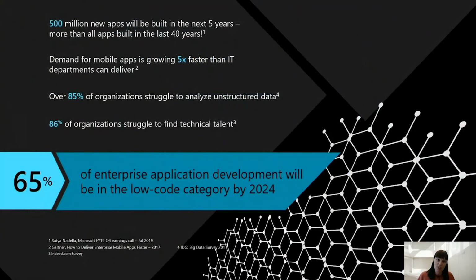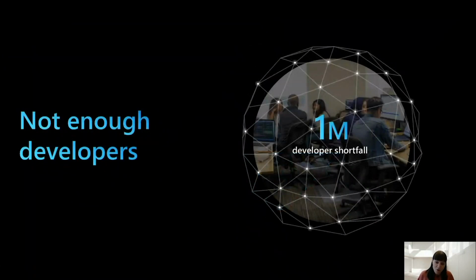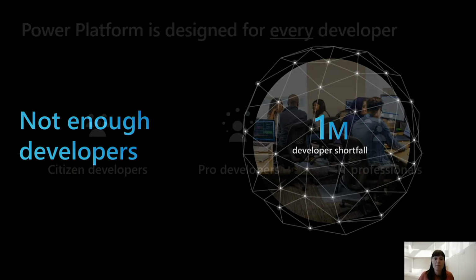And even looking at some of the predictions going forward, it is more than just the growth we've had. This actually seems to be continuing. You can see here a quote from Satya saying that 500 million new apps will be built in the next 5 years. And that's more than all apps built together in the last 40 years. We are looking at a quote here from Gartner saying that 65% of all enterprise application deployments by 2024 will be low code. So in summary, looking at all this pressure and the growth we have had, there's just no doubt about it. There are not enough developers on the planet to take on that task for all these applications that need to be built.